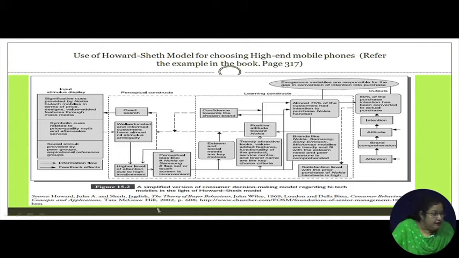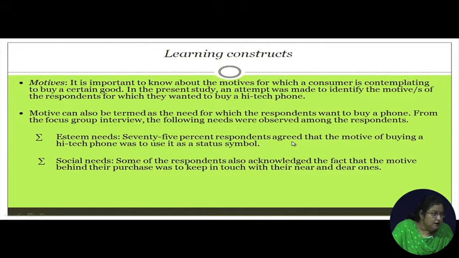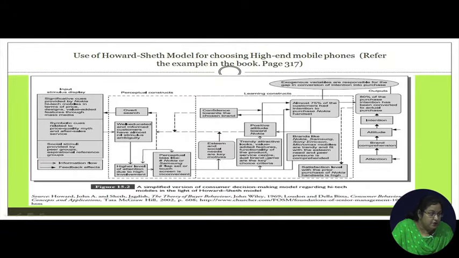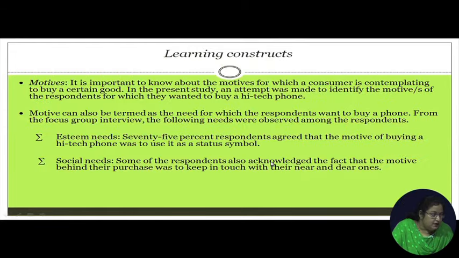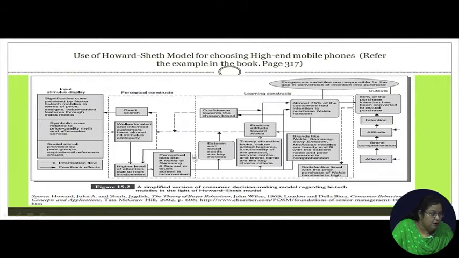So, we move to the next part. After this perceptual bias has been formed, I now move towards developing an attitude about the product. So, now from the perceptual construct we are moving towards the learning construct, that is this particular box. Here the first one is motives, as you can see, these three are the motives we are talking about.